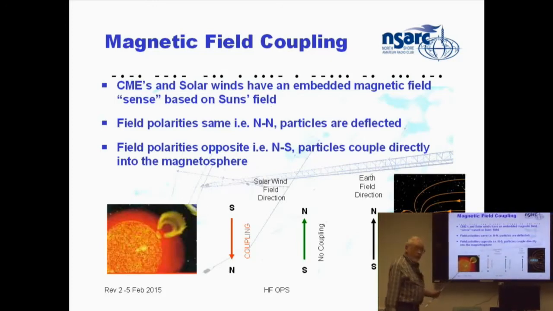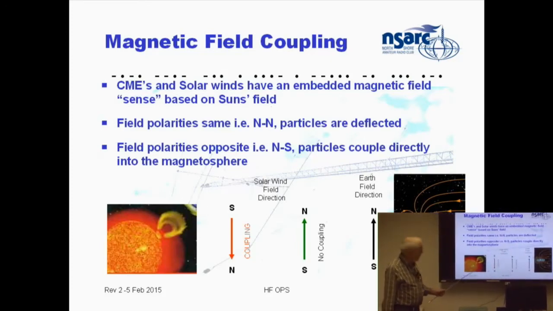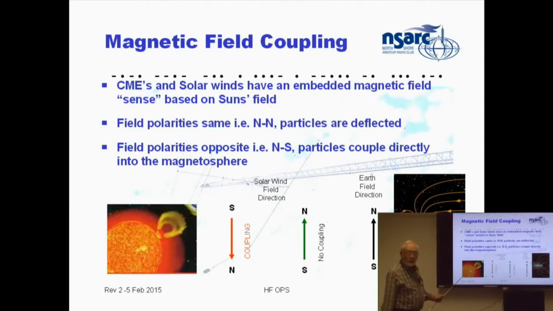It's captured part of the sun's magnetic field in there. It's not just hot, ionized particles. There's part of the sun's magnetic field in there. It's a structure in its own right. And of course, it's flying off into space, maybe towards us, maybe not.